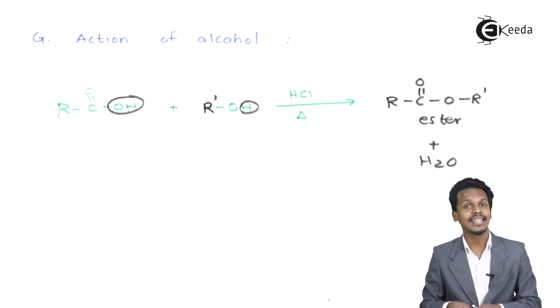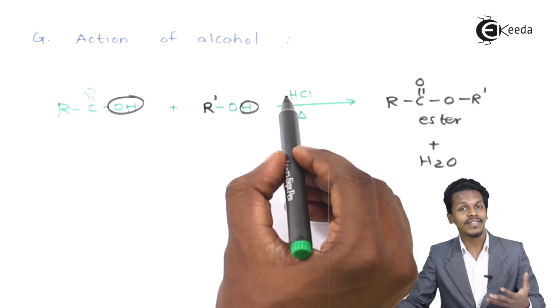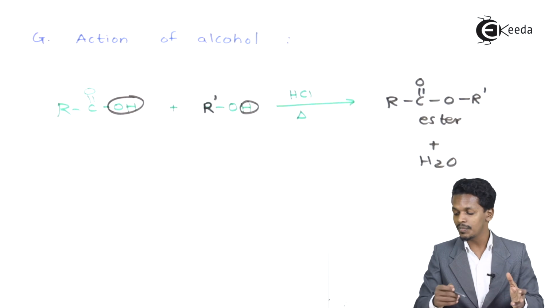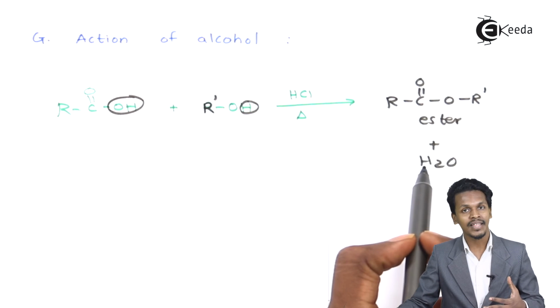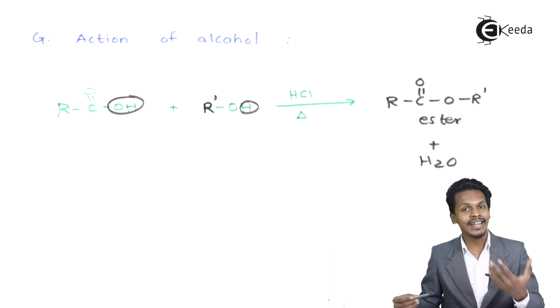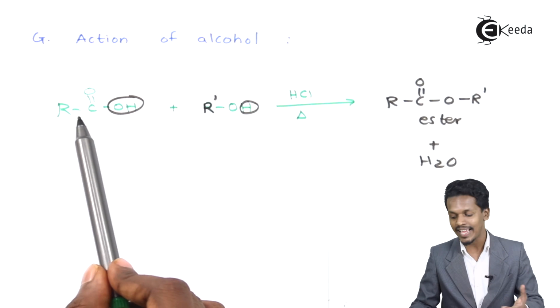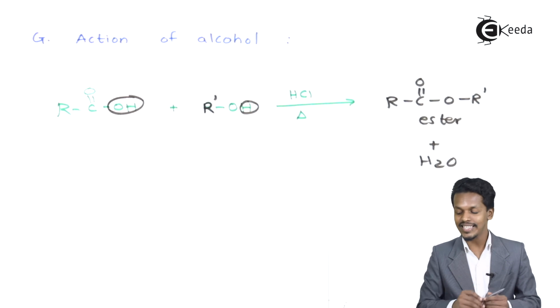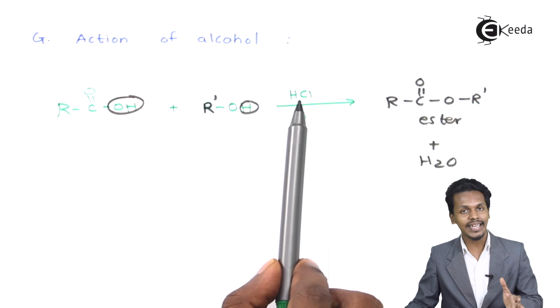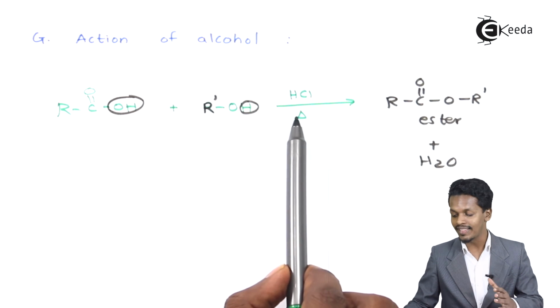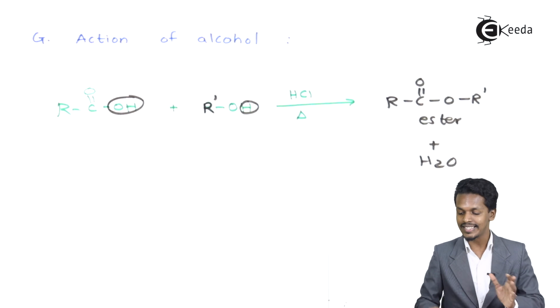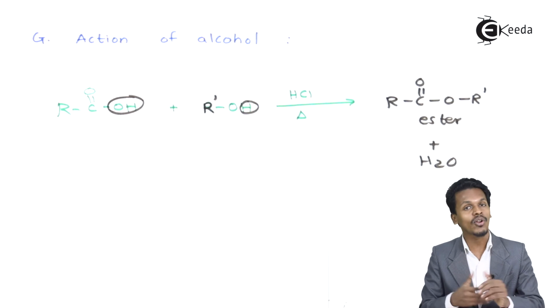So this is what the esterification reaction is, and the reaction should have an acidic medium. The reason is that we are removing H2O, and this H2O has a tendency to react with the ester so as to form carboxylic acid and alcohol again. So that's the reason the condition we should maintain here is the acidic condition, and the temperature should also be high. So this is nothing but the action of alcohol on carboxylic acid.